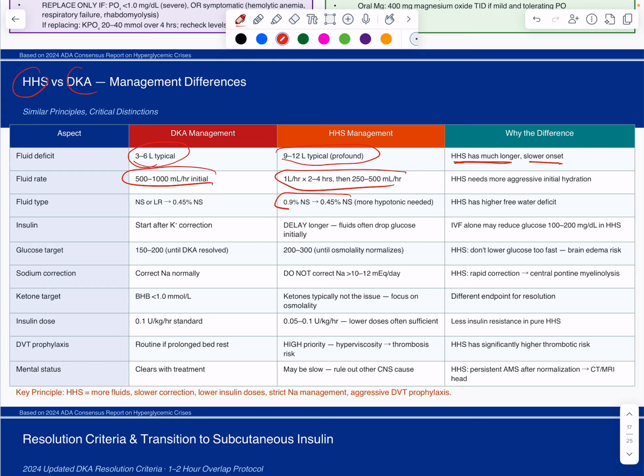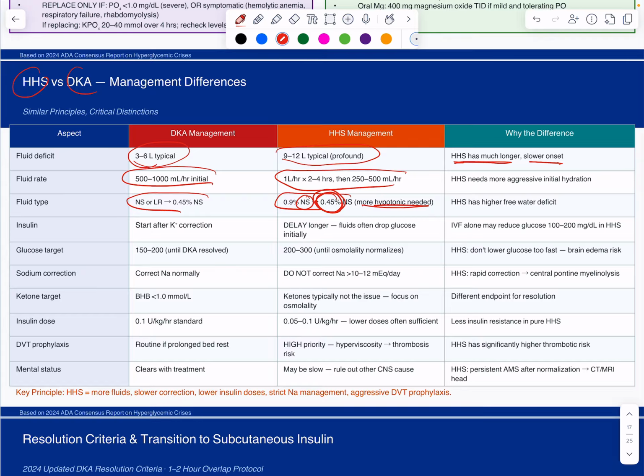NS is still a good choice for both DKA and HHS, but because in HHS they already have hyperosmolality, the 0.9 normal saline can increase the osmolality as well. So sometimes you need to switch to more hypotonic fluid, because again, those patients have a lot of hyperglycemic hyperosmolar state.